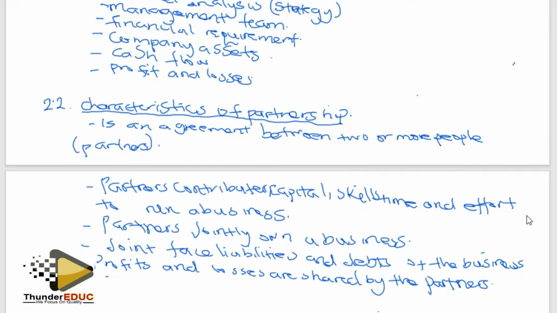Very important to understand. It's not like a sole trade business whereby all profits are enjoyed by one person. They are put on the head of one person, the sole owner. Okay, I want to remind you once again that partners pay tax in their personal capacity.